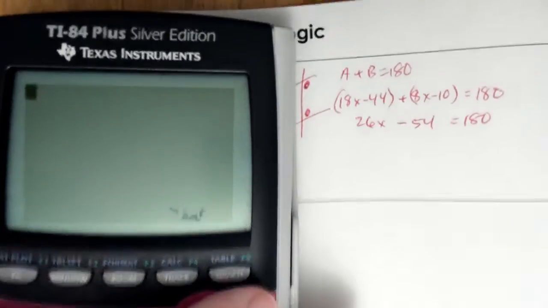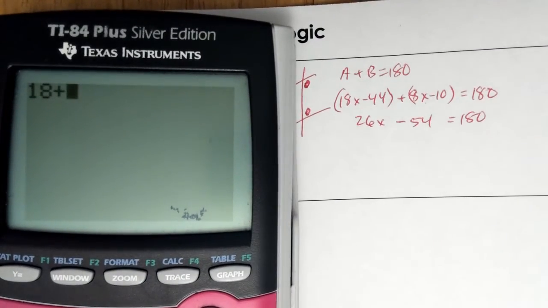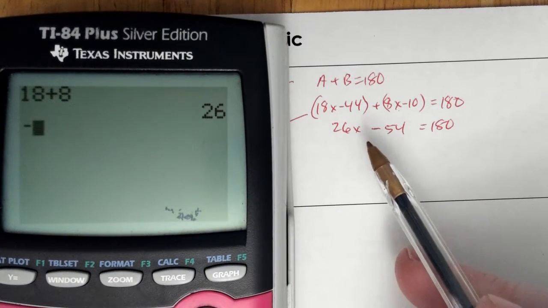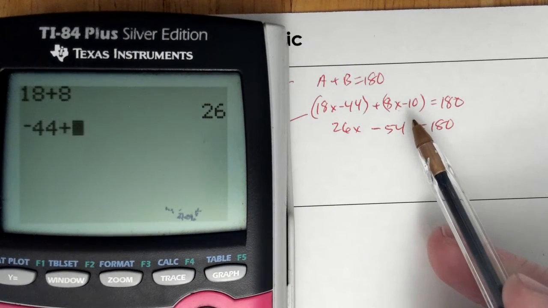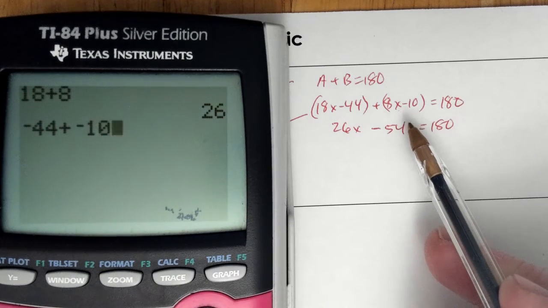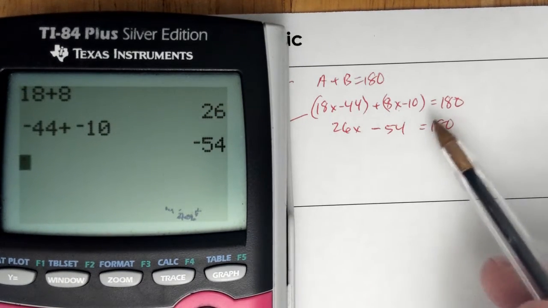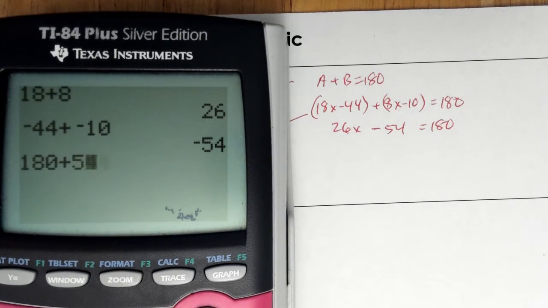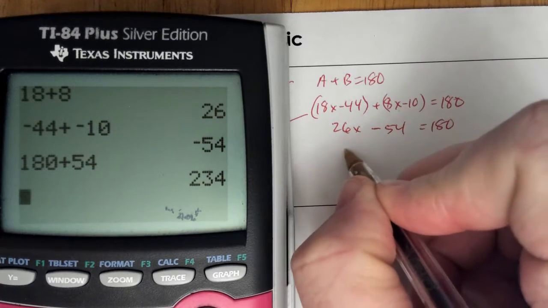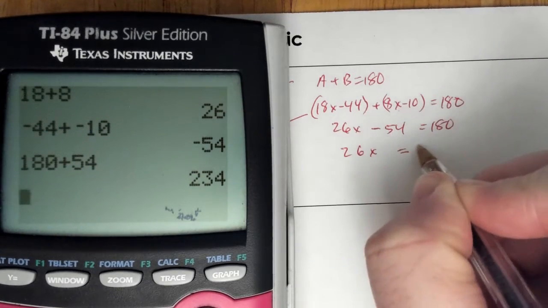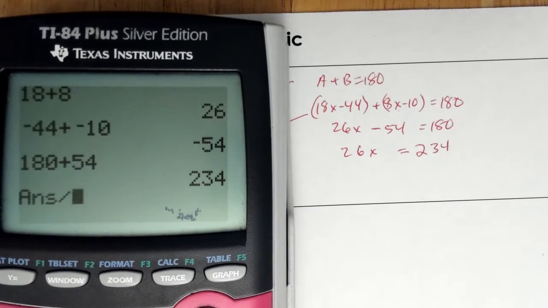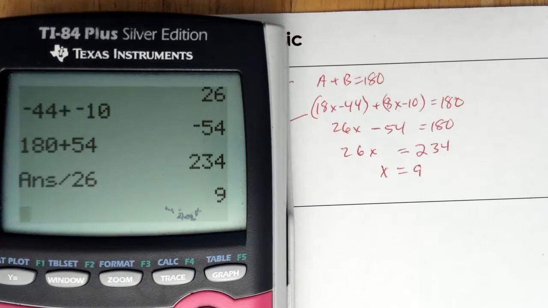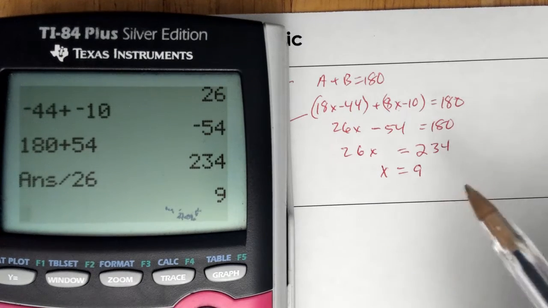So what did we do? We had 18 and 8, that got us to 26. Then we had negative 44 plus negative 10, or negative 44 minus 10, whichever, that's negative 54. Now we take the 180 and add 54 to both sides. We get 26x is equal to 234. Then we divide by 26, and that gives x equals 9. So that's what's going on in my head. All that right there, we found x.